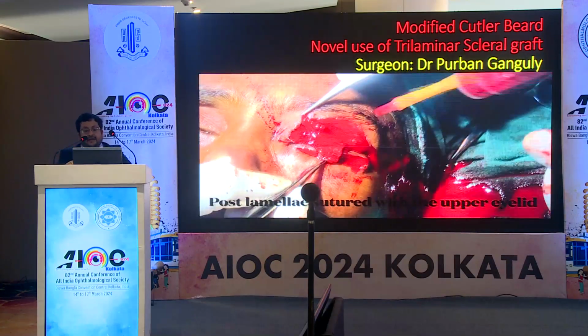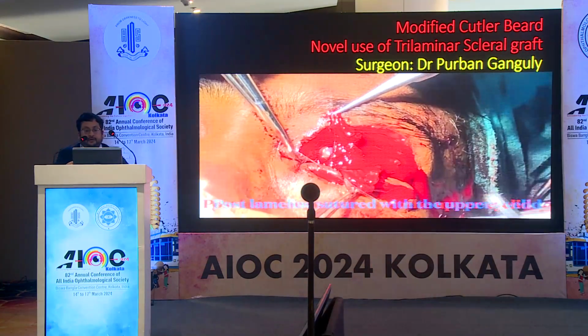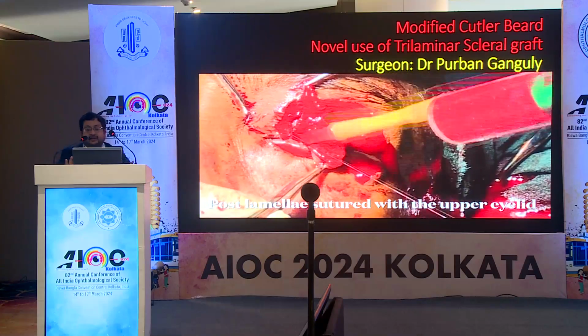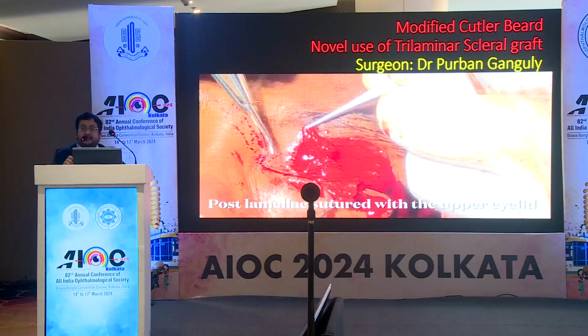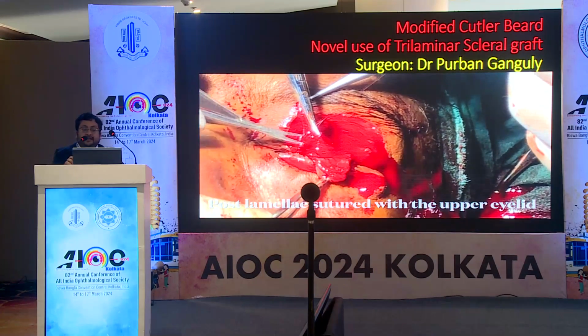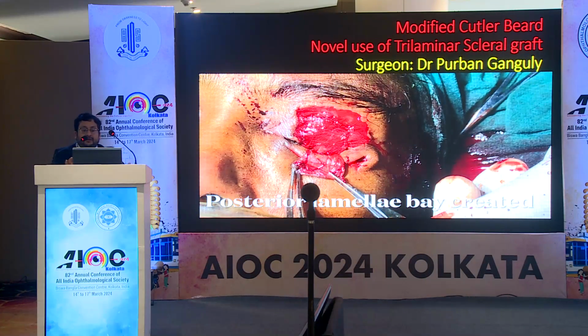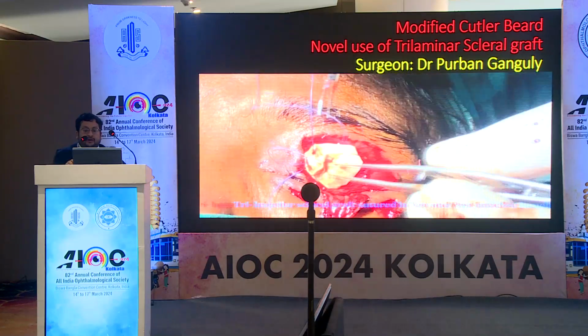Now the posterior lamella is being sutured with the upper eyelid posterior lamella, and we have to be very careful not to take a full thickness bite, because if in this step we take a full thickness bite, then it will injure the cornea.